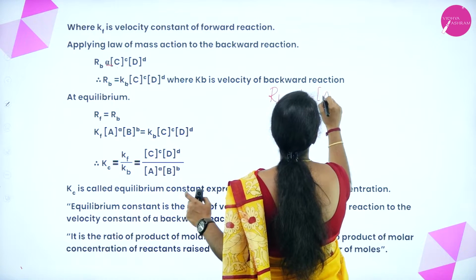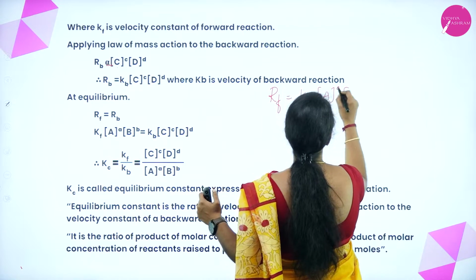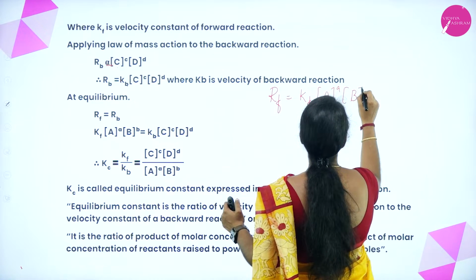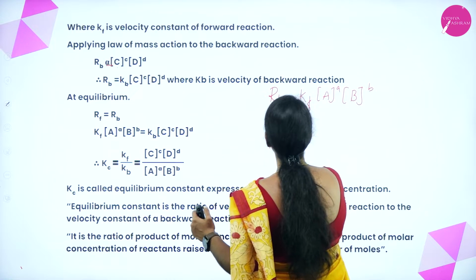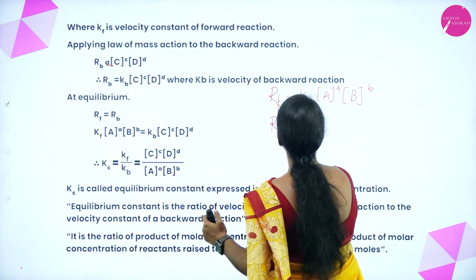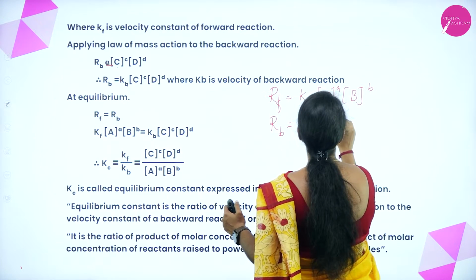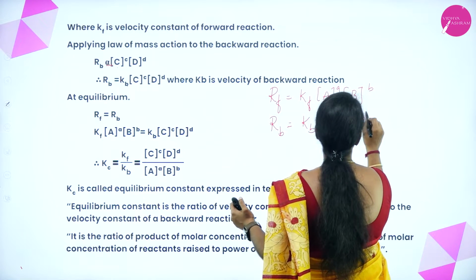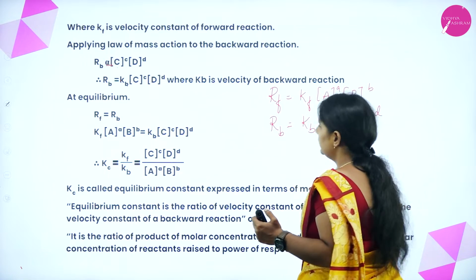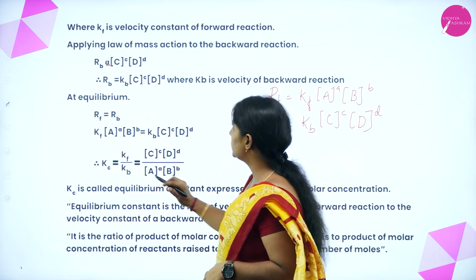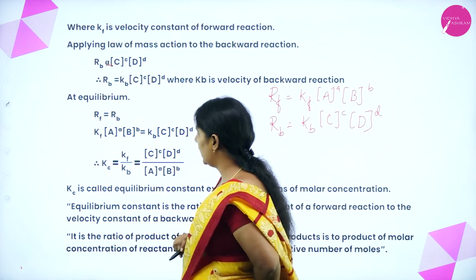Kf into the molar concentration of A to the power a and the molar concentration of B to the power b. Similarly, we know what Rb is for the backward reaction, that is Kb into the molar concentration of C to the power c and the molar concentration of D to the power d. So, I will put the values for Kf and Kb now.